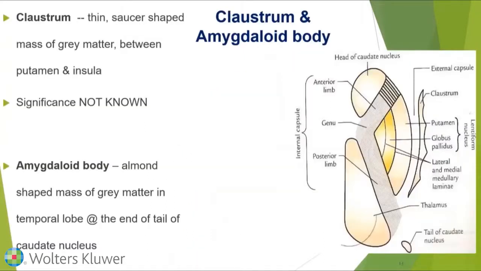Moving on to the other parts of basal ganglia. Claustrum is a thin saucer-shaped mass of grey matter between putamen and insula. Insula is the cortex that you see through the lips of the lateral sulcus on the superolateral surface of the cerebral hemisphere. So if you visualize, you can make out a small, thin saucer-shaped mass of grey matter, and that is known as claustrum. Its function is not known, but it's supposed to be related to the function of basal ganglia. Amygdaloid body is an almond-shaped mass of grey matter in the temporal lobe at the end of the tail of caudate nucleus.